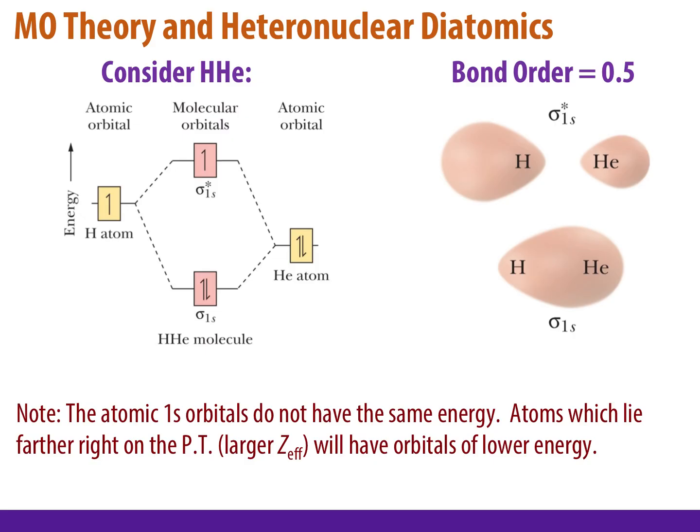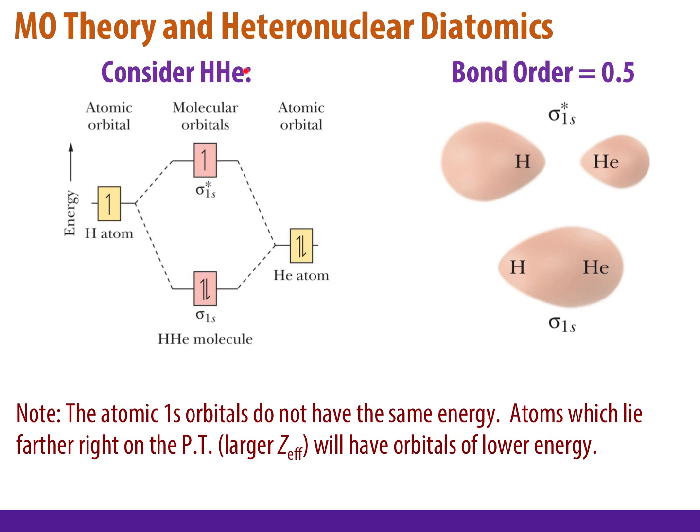Next, let's look at heteronuclear diatomics. So what we're going to do in class problem-wise is very similar to homonuclear, but there's a very nice connection to concepts like electronegativity and bond polarity that we'll look at here shortly.